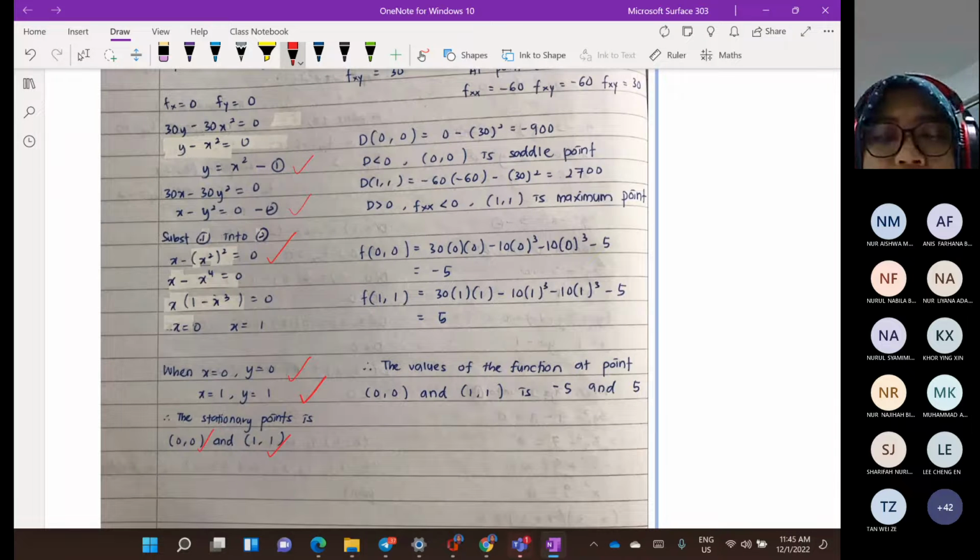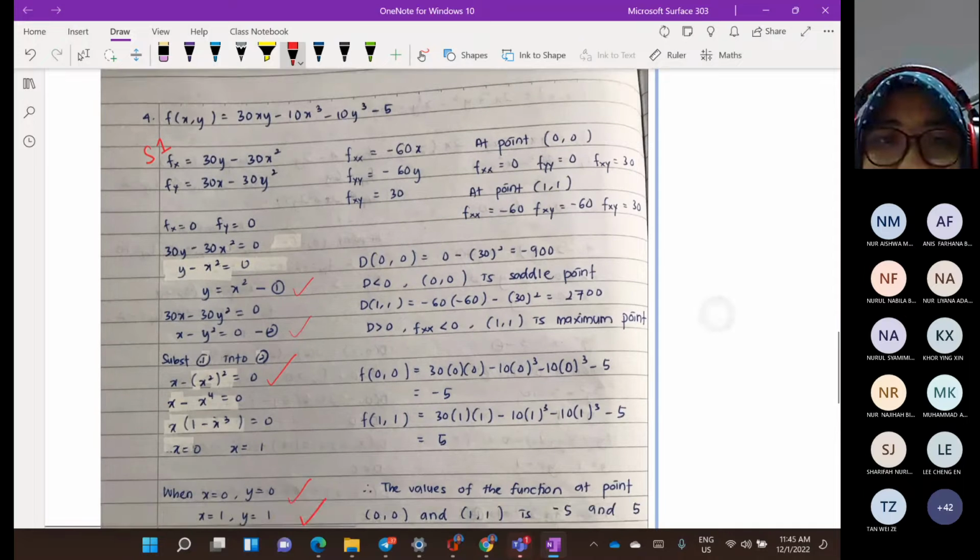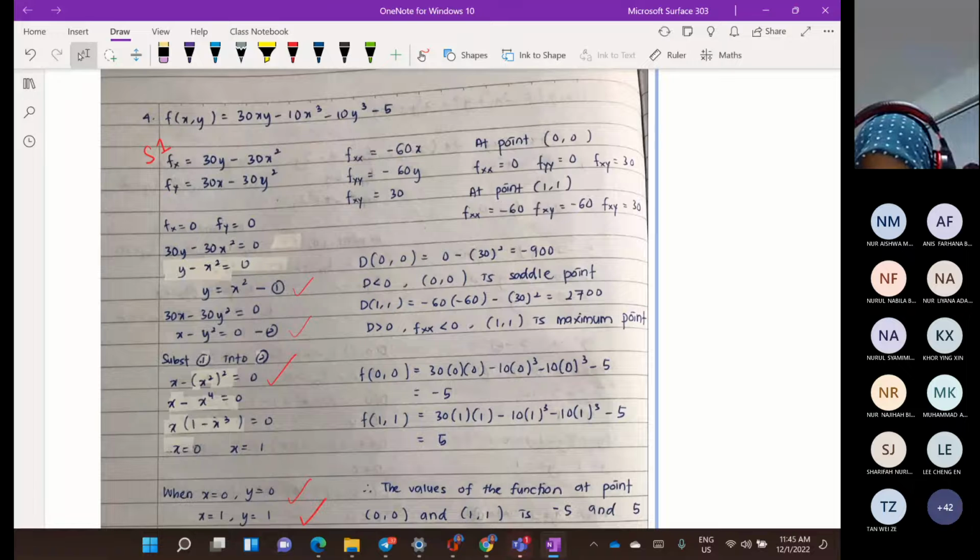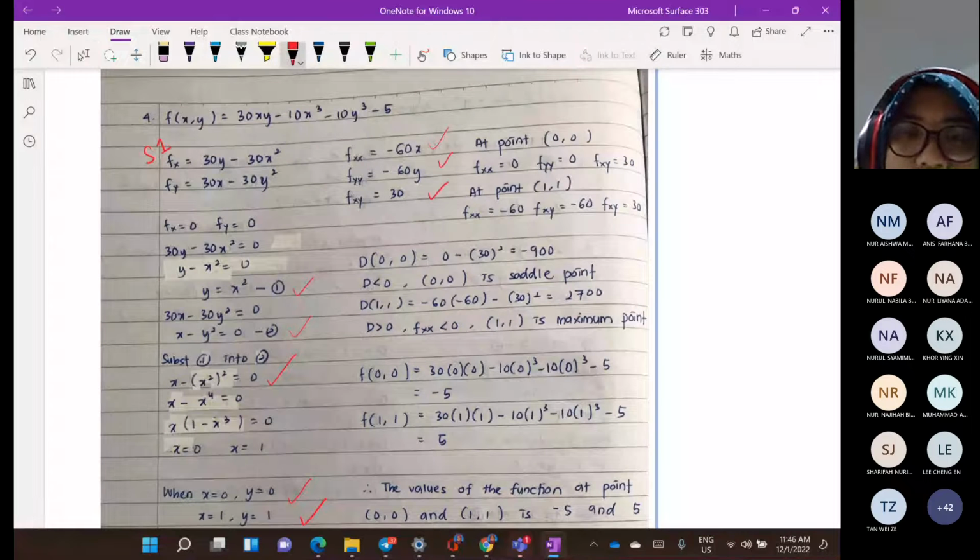Okay, good. Lepas tu step ketiga dia cari f double sub x dengan f double sub y dengan f sub x sub y. So dia dapat fxx ialah negative 60x, fyy ialah negative 60y, fxy ialah negative 30. Lepas tu dia cari dekat stationary point (0, 0) tu, dia substitute nilai x y, dia dapat fxx equal to 0, fyy equal to 0, fxy equal to negative 30.